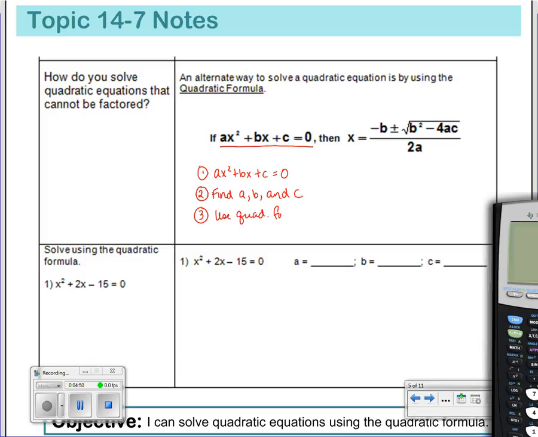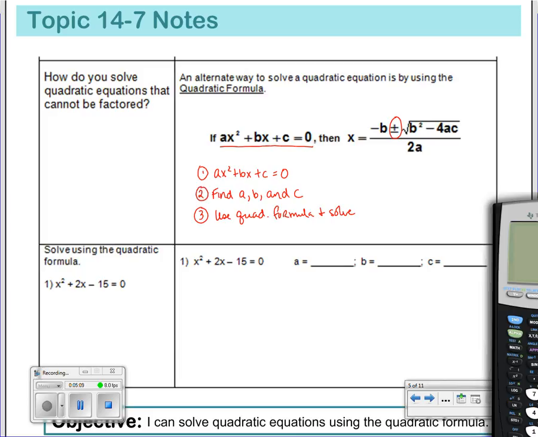And solve. Now notice in the past we've had two different answers, and in this case we're going to end up with two different answers also, and we get those two answers because of this plus or minus. I will explain it as we do our first problem.